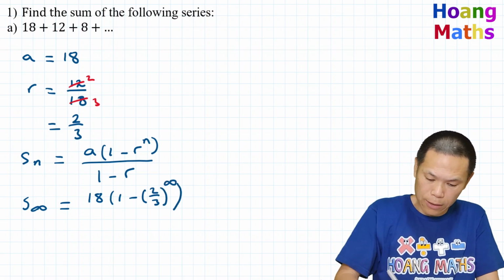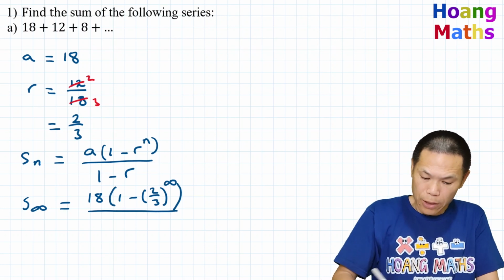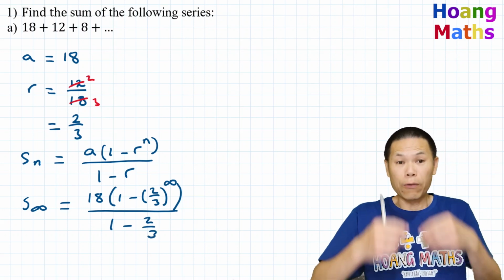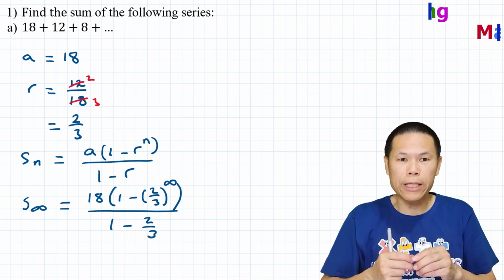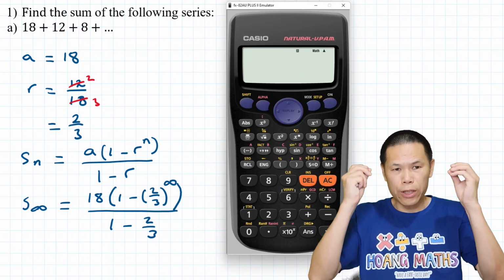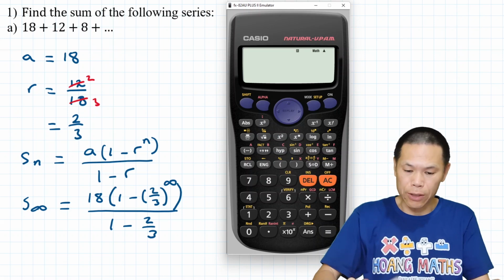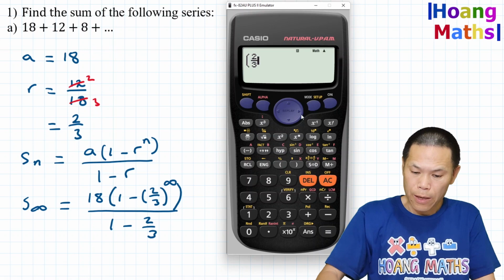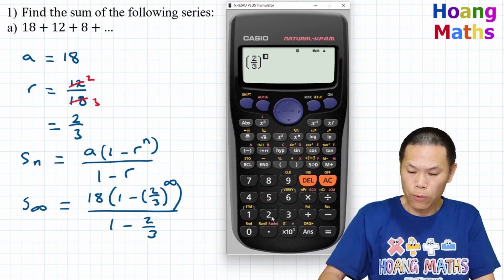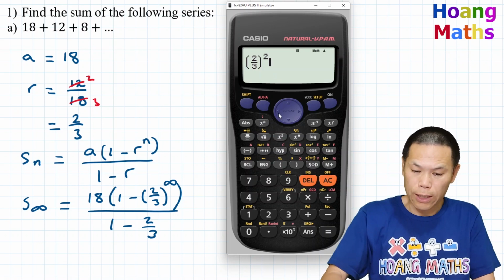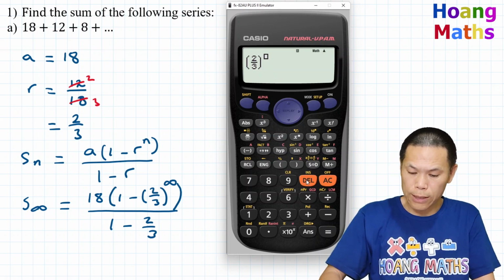So that brackets over 1 minus 2/3. Now, if you think about it, let's use the calculator to work it out. Let me work out the 2/3 power of a number first. Bracket 2 over 3 and power, let's say power of 2. That gives me 0.44. Let's change 2 to, let's say, 10.